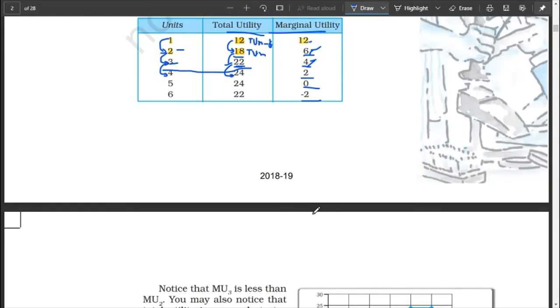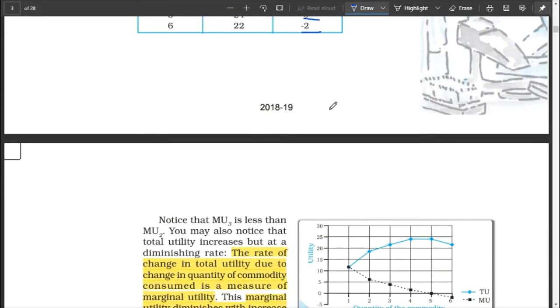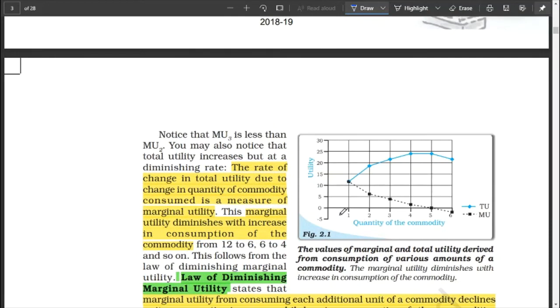And if you plot this table on a graph, you'll get this kind of a curve of total utility and marginal utility. You measure the quantity of units 1, 2, 3, 4, 5, 6 on the horizontal axis, and the TU and MU on the vertical axis here.